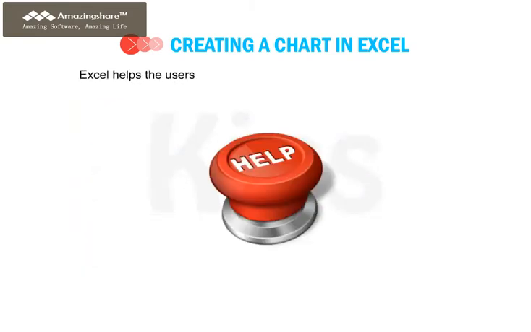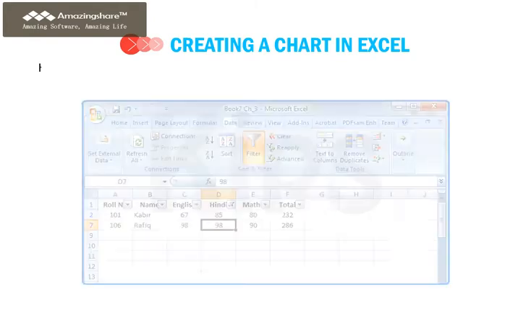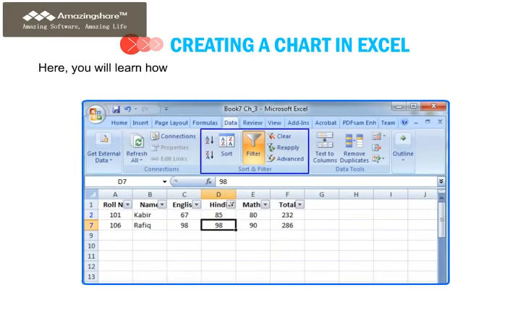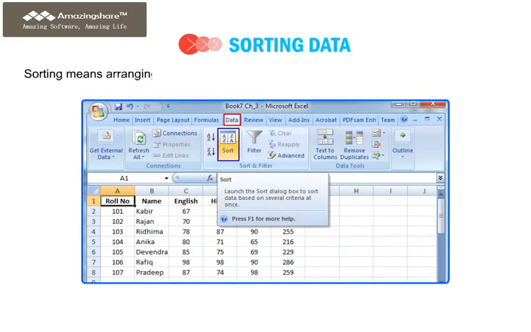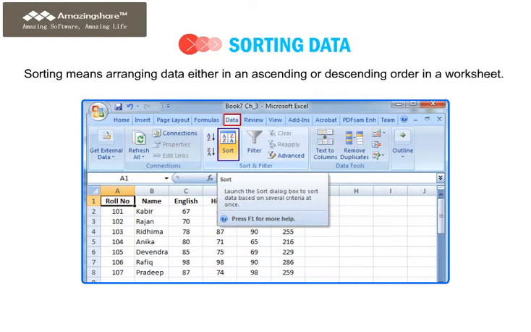Excel helps the users to sort and filter data as per the requirements. Here, you will learn how to sort and filter data in various ways that will enable you to analyze the information in an effective manner. Students, now let us find out how to sort data. Sorting means arranging data either in an ascending or descending order in a worksheet.